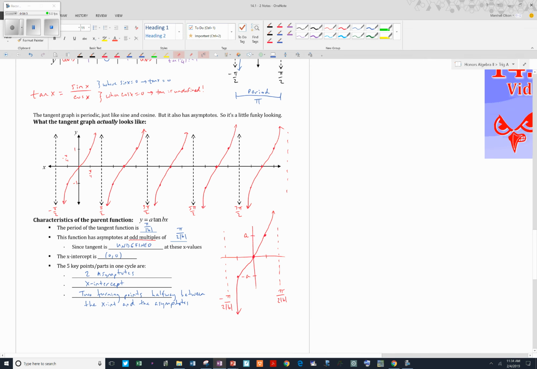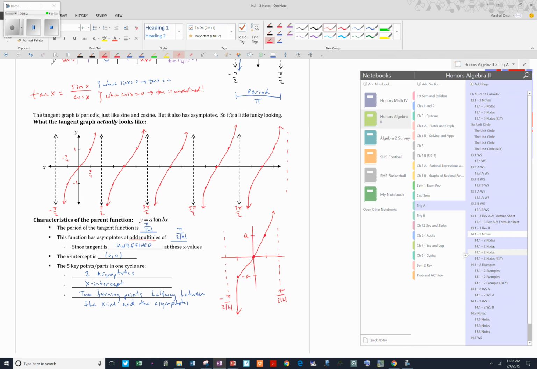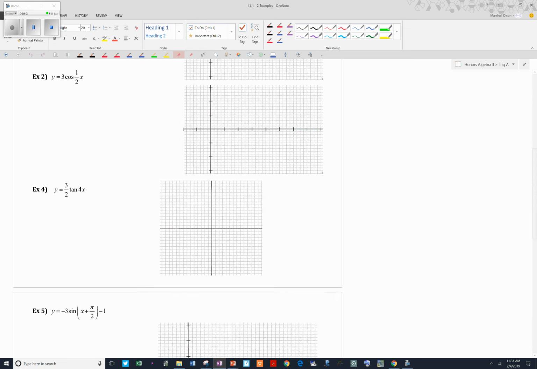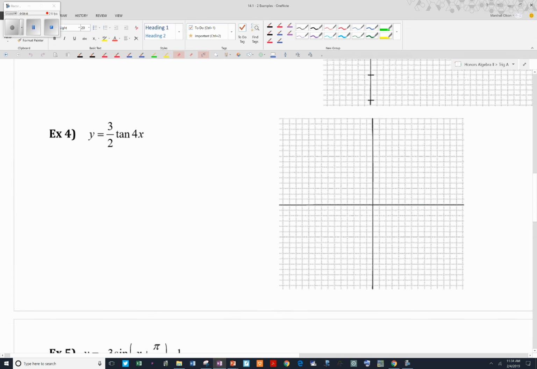I'm going to go right away to the example sheets that we have and look at what a tangent graph would look like on there with different values other than 1 for A and 1 for B. So in this case here, we have an A value of 3/2, which is going to stretch it out 1.5 times, and our B value is 4. Okay, so the first thing that you should do is use that B value to find your period. Period then is going to be pi, not 2 pi, that's sine and cosine.